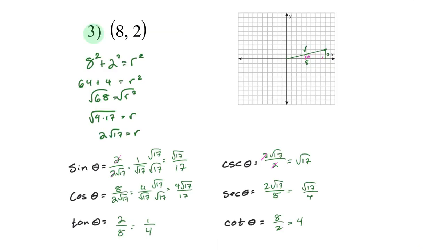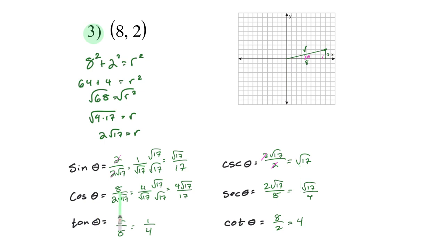Okay, so number 3, again, I'm going to start by finding r. So at the end, I got 8 squared plus 2 squared, 64 plus 4 is 68. The square root of 68 is 4 times 17. So that's 2 square root of 17. And sine is y over r. So I can simplify the 2 here. So I get 1 over the square root of 17. And then I can rationalize by multiplying by the square root of 17. So I get the square root of 17 over 17. Cosecant is r over y. The 2 cancel out, so I get the square root of 17.